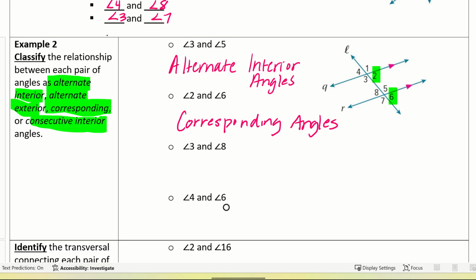Angle 3 and angle 8. So let's go ahead and erase these. Go back and check out 3 and 8. Okay, well, they're on the same side as well, but they're both on the interior. So I'm going to go consecutive interior angles.